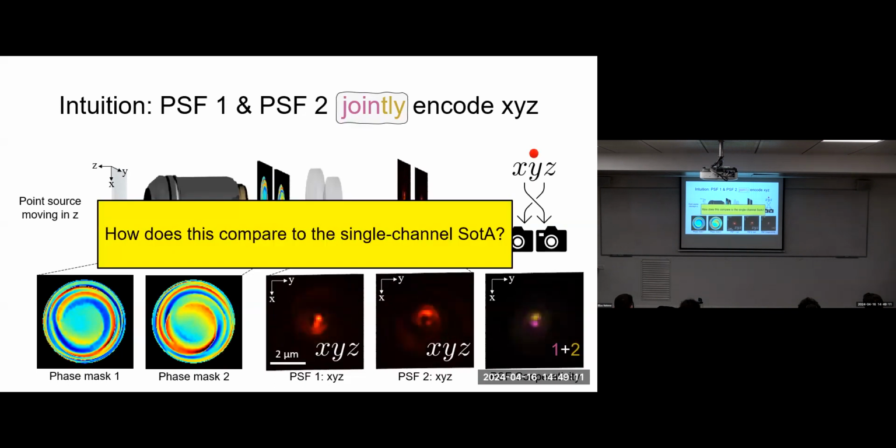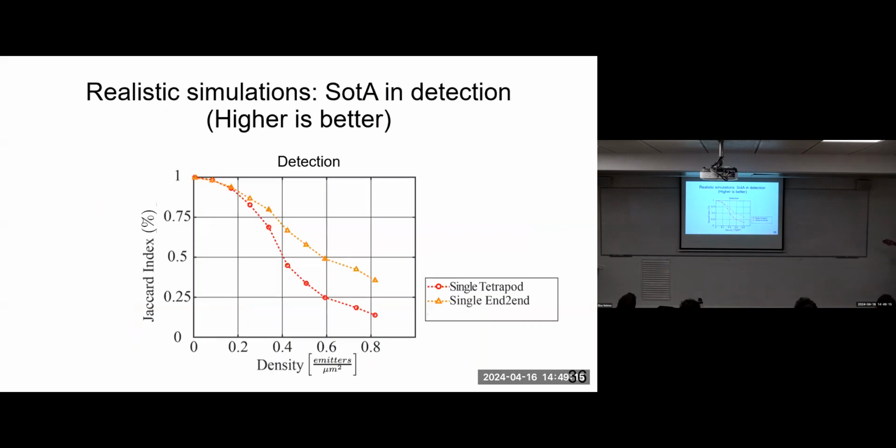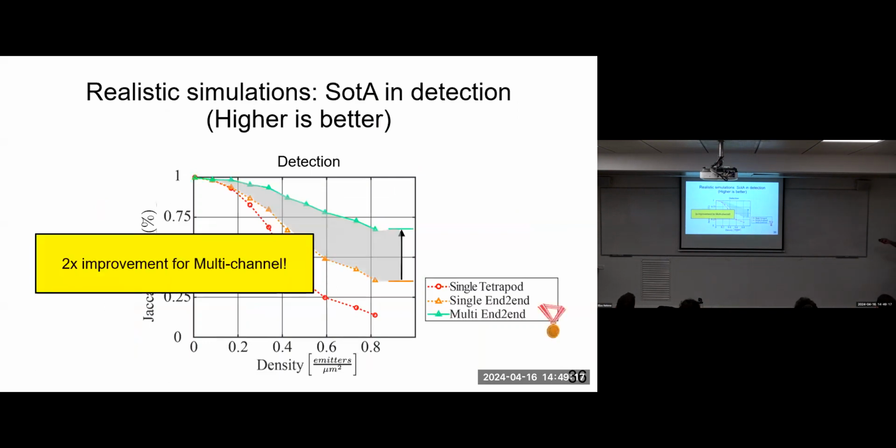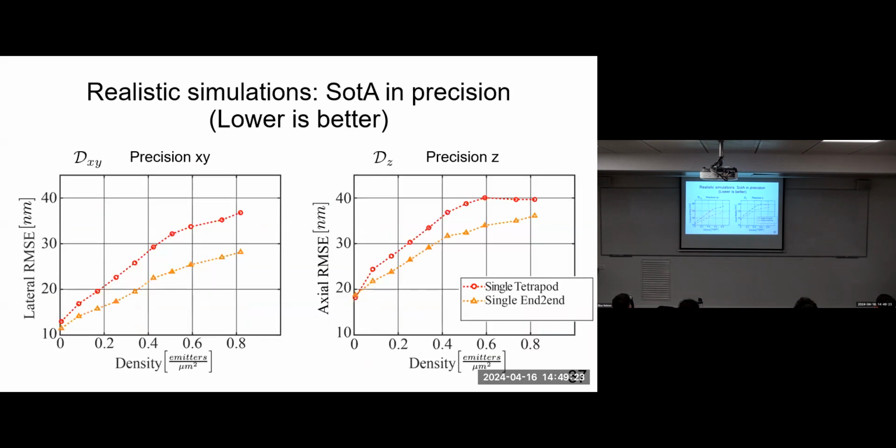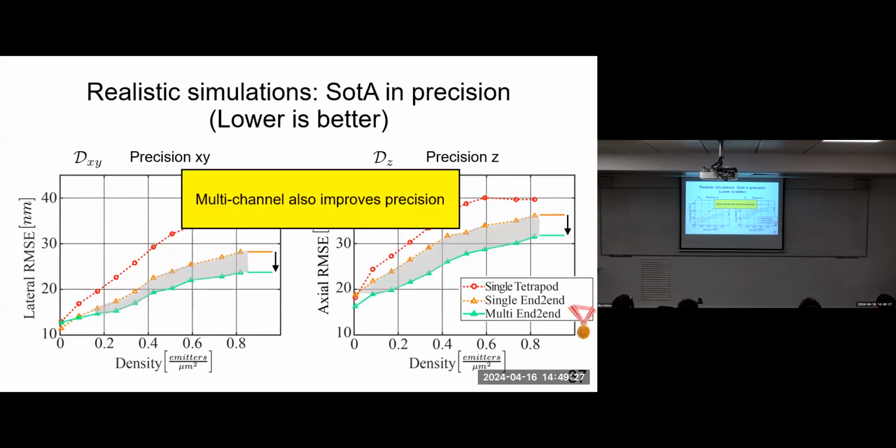So how does this compare to the single channel study that I showed you earlier? So this was the detection rates we got from before, and this is the new system with two channels learned end to end. And as you can see, it's much better in detection, and also in precision, again measured by RMSE, it was much better.